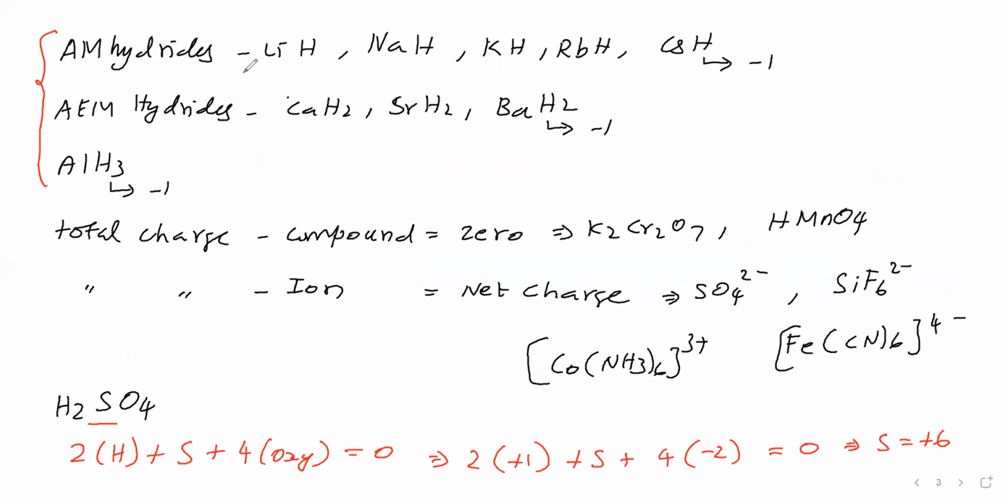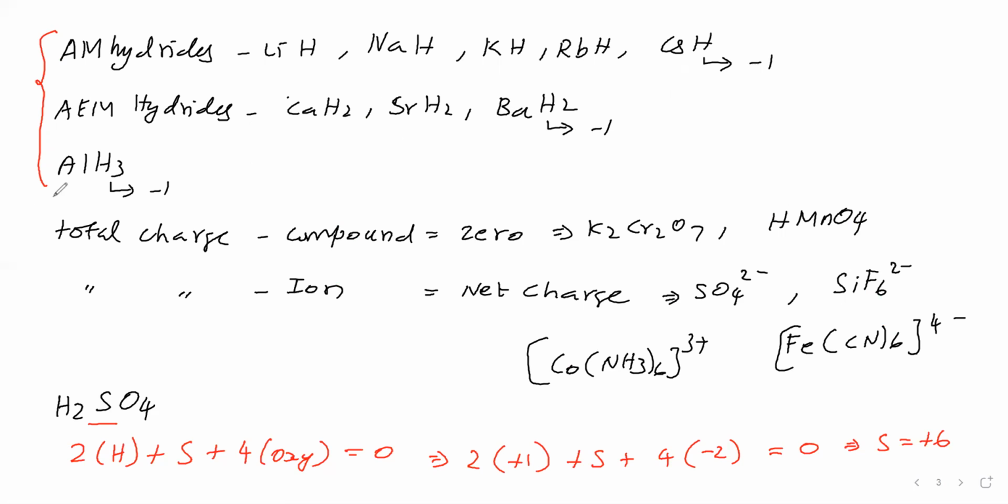If hydrogen is present along with alkali metals, then they are called alkali metal hydrides. Alkali metal hydrides means an alkali metal will be present and hydrogen will be present. Then you have to give the hydrogen oxidation number -1. Alkaline earth metal hydrides means an alkaline earth metal and hydrogen are present. Only these two elements will be present. We have to give hydrogen -1.